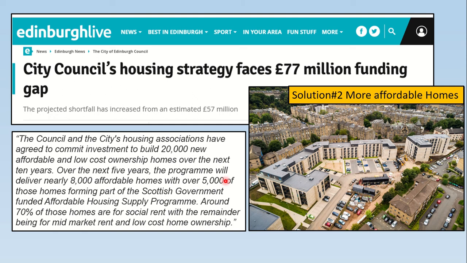Another good point about the effectiveness of this is to underscore the fact that 70% of the homes are for social rent, and the remainder would be for low-cost home ownership. This is really good because it's providing lower income families with a rentable, affordable option, but also it's providing affordable purchase options for those people who want to own their own home, because it is, in the end, more economical to own your own home. You'll pay less buying a house in the long run than you will paying rent. So that's solution 2.